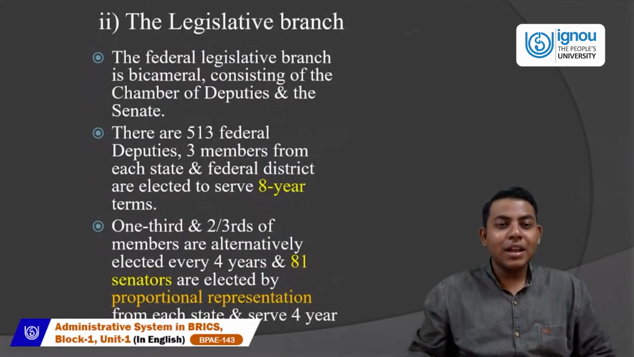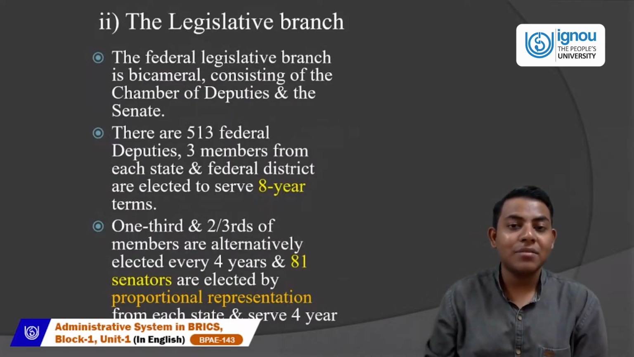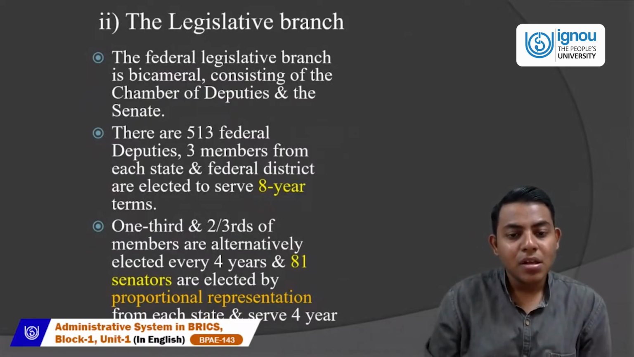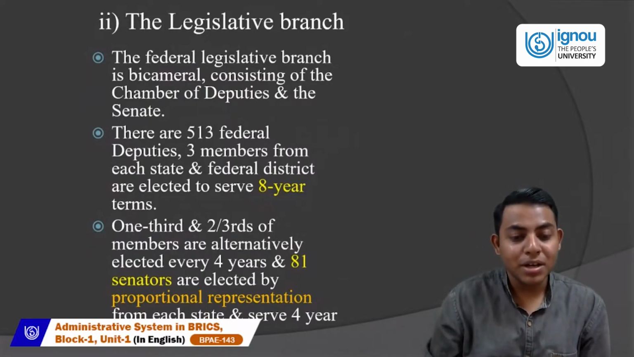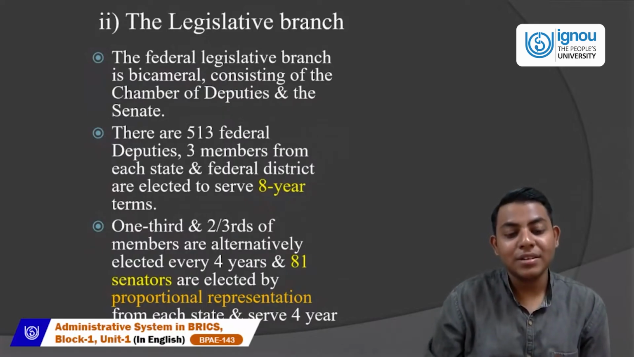Now let us discuss the legislative branch. The federal legislative branch of Brazil is bicameral, and it consists of the Chamber of Deputies and the Senate. There are 513 federal deputies, and 3 members from each state and federal district who are elected to serve 8-year terms. One third and two thirds of the members are alternately elected every 4 years, and 81 senators are also elected by proportional representation from each state of Brazil, and they serve a 4-year term.